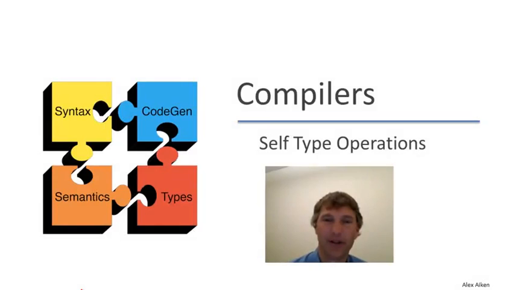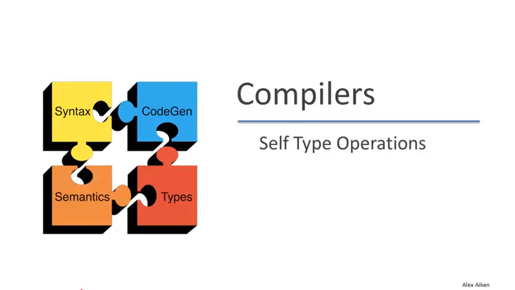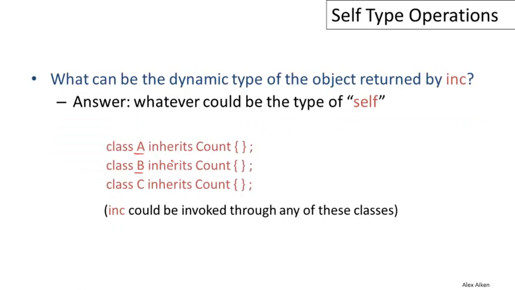In this video, we're going to continue our discussion of self-type by talking about the type-level operations that are available on self-type. And this will help to clarify what self-type actually is and its role in the type system. So let's begin by thinking about the example that we discussed last time.